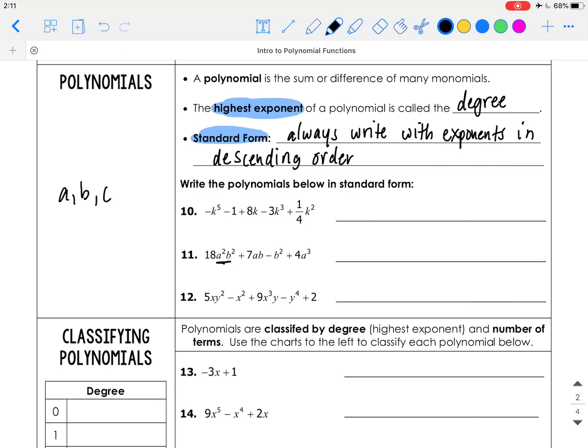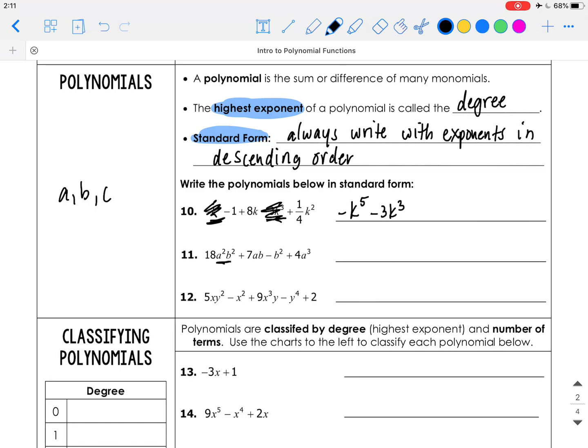So we have negative k to the fifth minus 1 plus 8k minus 3k to the third plus 1/4 k squared. So what I'm going to do is just look for the highest exponent. So I can see that 5 is definitely my highest exponent, right? So I'll have negative k to the fifth, and I'm just going to scratch them out. Who's the next highest? I would say k to the third. So I got minus 3k to the third. Scratch them out. Make sure you guys grab the sign that is in front.